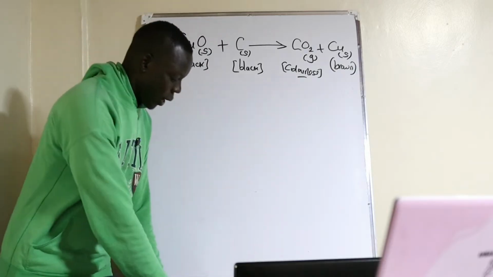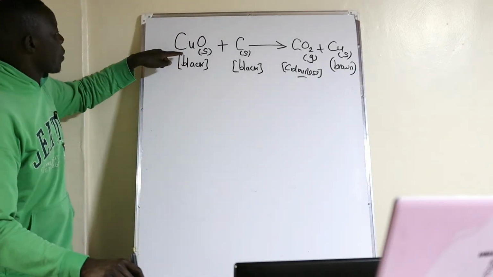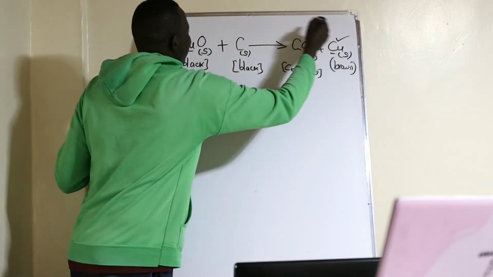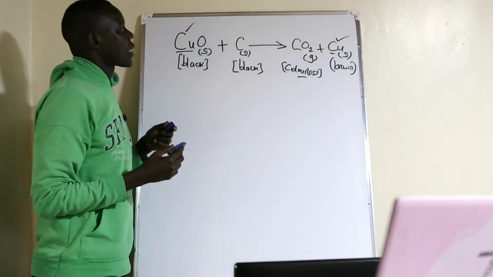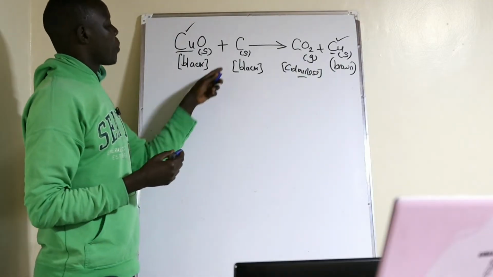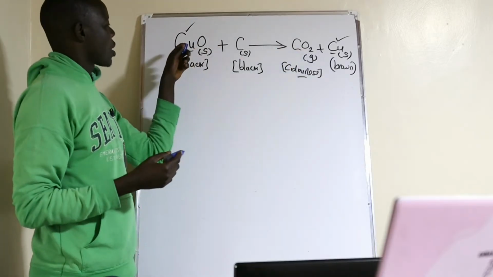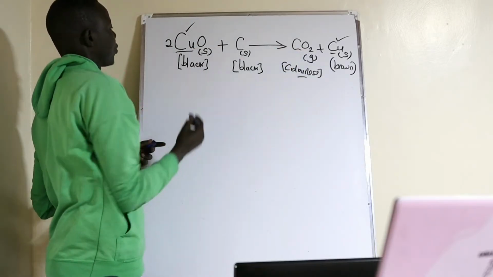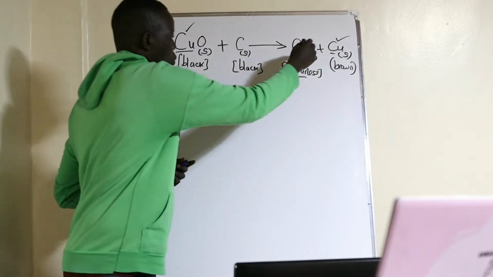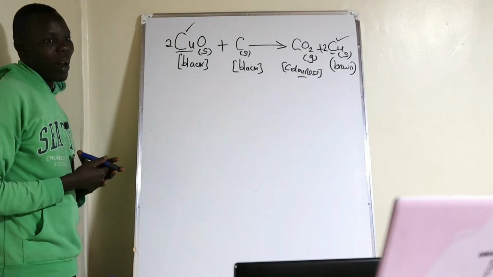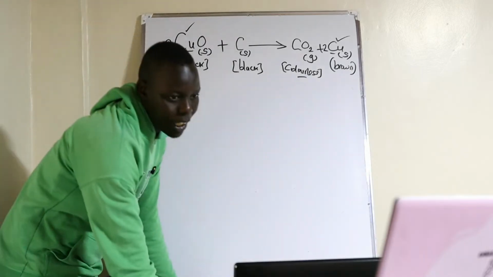So angalia hapa. Copper ni ngapi? Copper ni moja. Na ni moja huku. So tumezana na stories za copper. Lakini hatuwezi kuzana because kuna mahali pia itatushika. Carbon ni moja, oxygen ni mbili. Oxygen ni moja. So we will be forced to place 2 here. Then now it balances. Now it's very well balanced. Now, nataka nikupe ingine moja.